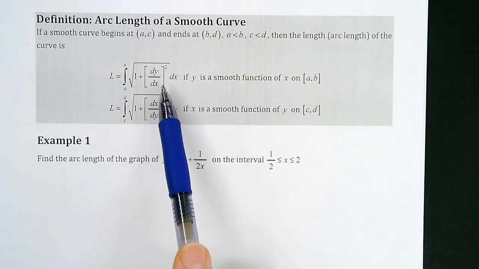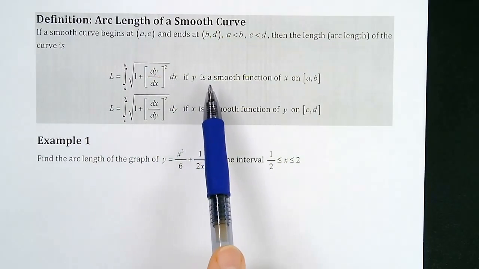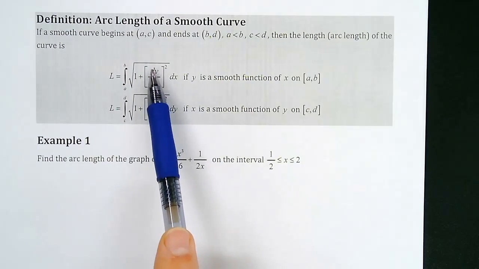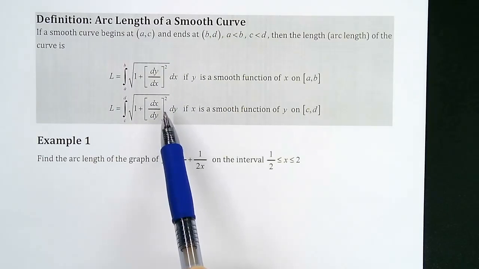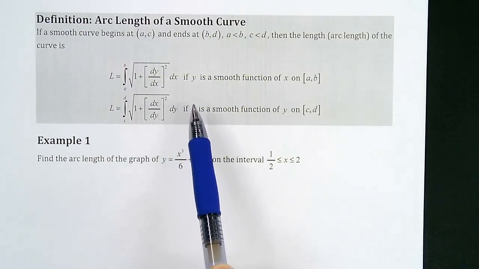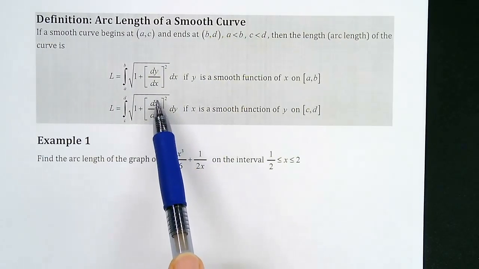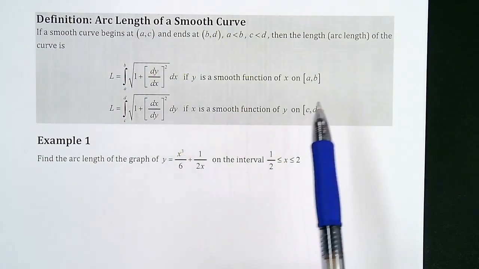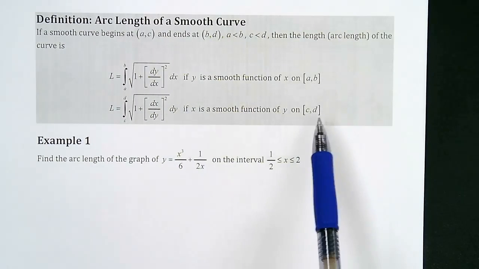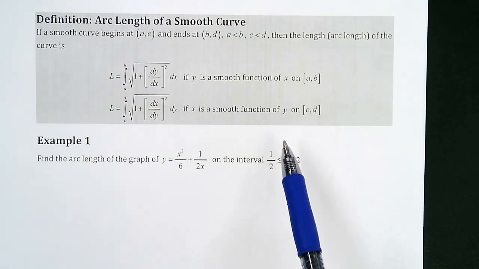So the difference is if y is equal to something in terms of x, we're going to need to find the derivative of y with respect to x and square it. And if x is in terms of y, then we're going to have to find the derivative of x with respect to y, okay? And this is between two x values, and this is between two y values, okay?